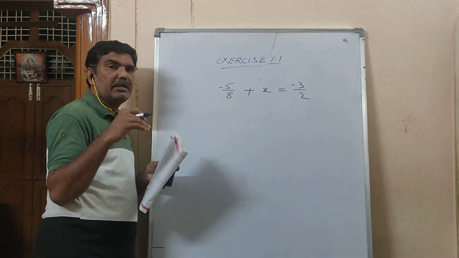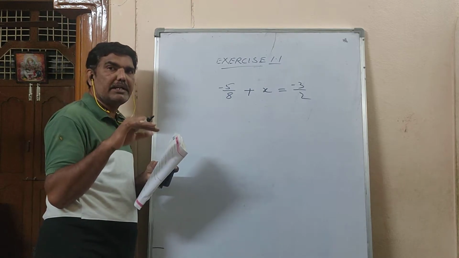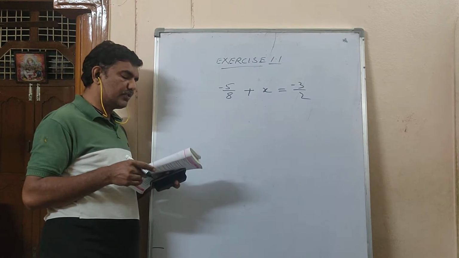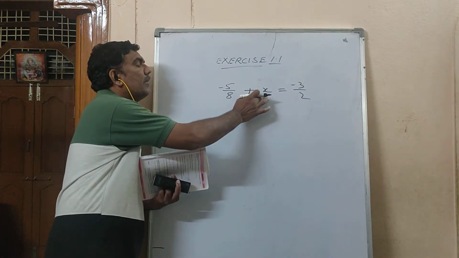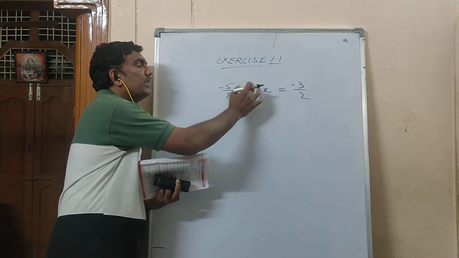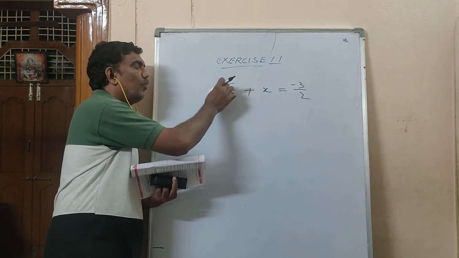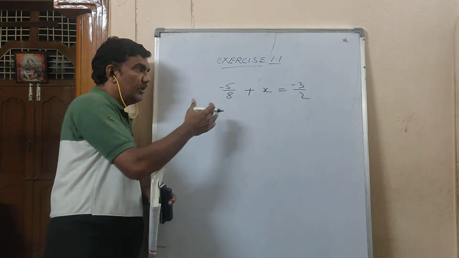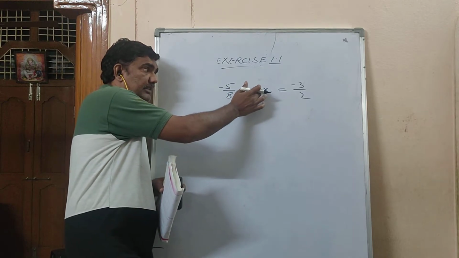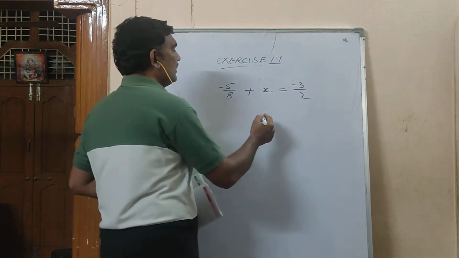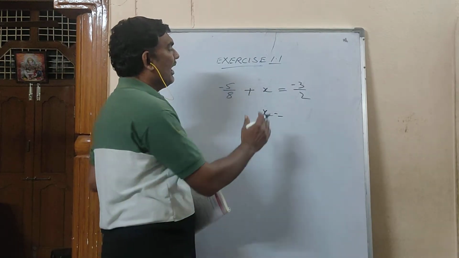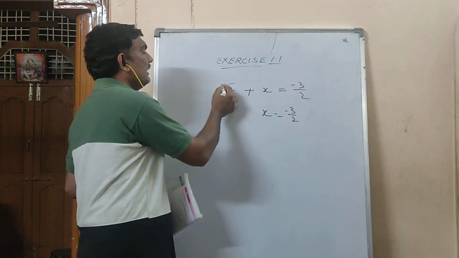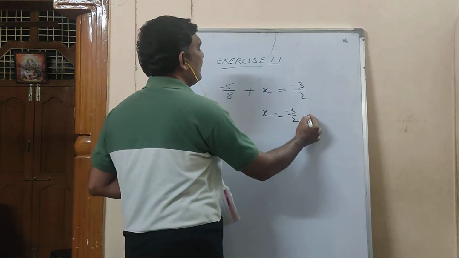They gave it in English and I converted it into a mathematical sentence. He is asking what number should be added. That number we don't know, so we assume it as x. x is added to what? Minus 5 by 8, to get minus 3 by 2. What number to be added means you have to make x the subject. So I write x is equal to minus 3 by 2, and minus 5 by 8 going to this side becomes plus 5 by 8.